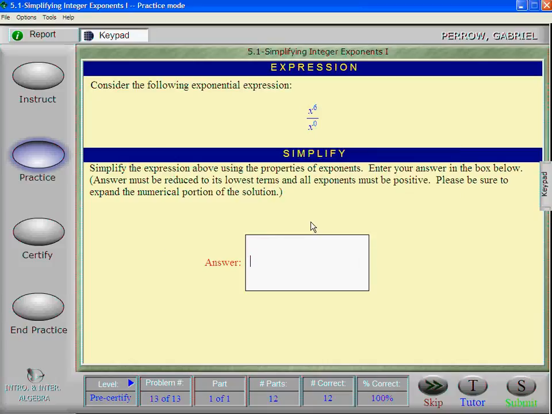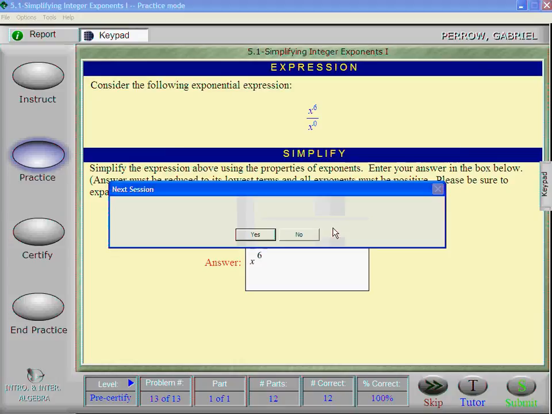Okay, remember what x to the 0 is. x to the 0 is 1. So if I raise something to the 0 power, I get 1. I'm talking about x to the 6th over 1, which is just x to the 6th. It's like dividing it by 1. Okay.